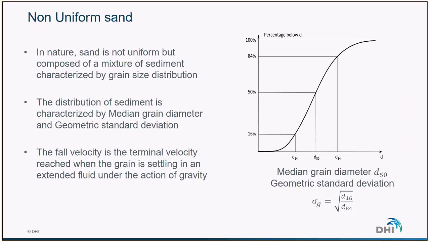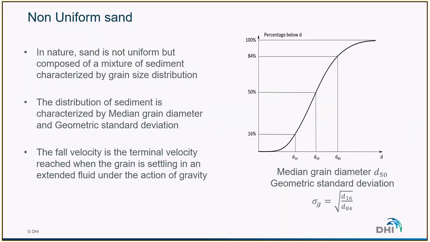So depending on the size of the sieve, we can have a certain percentage of the sand that is lower. And this provides important parameters for the sand, such as median grain diameter and the geometric standard deviation.